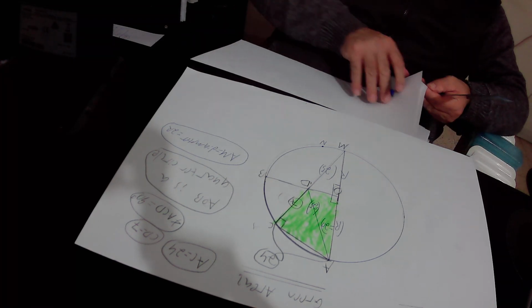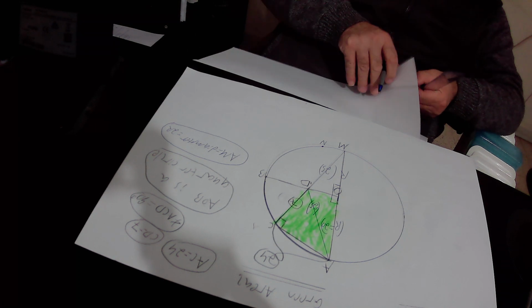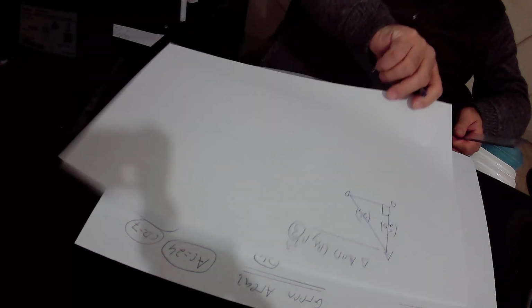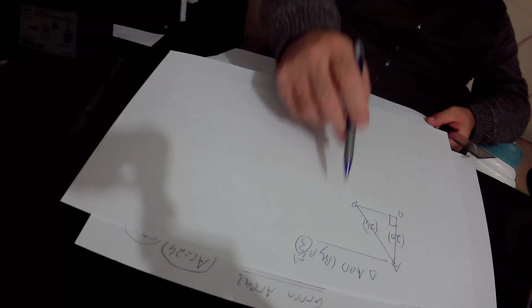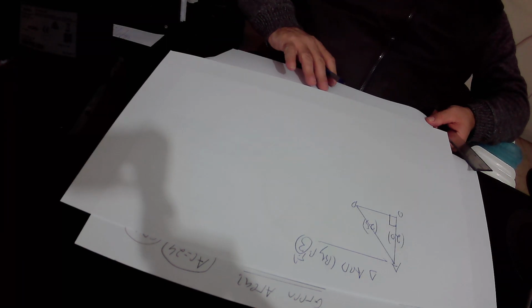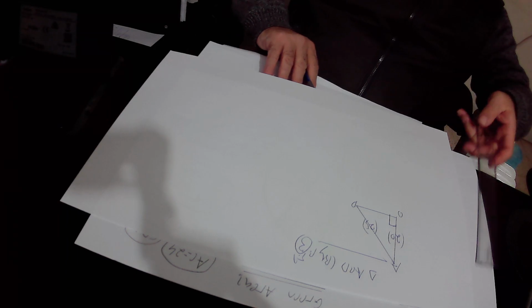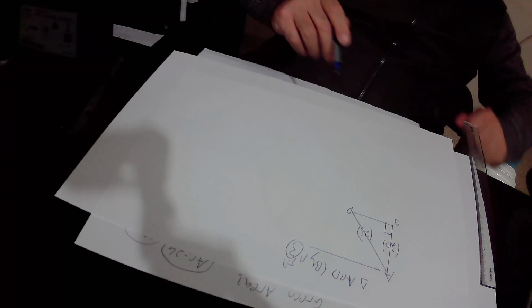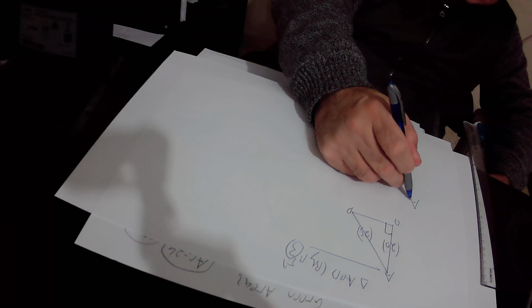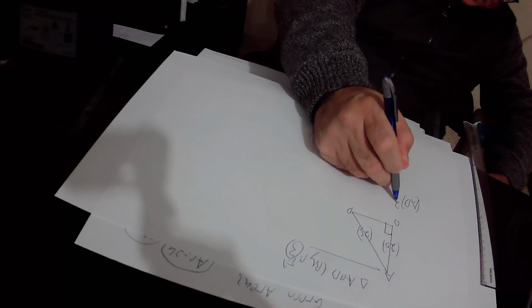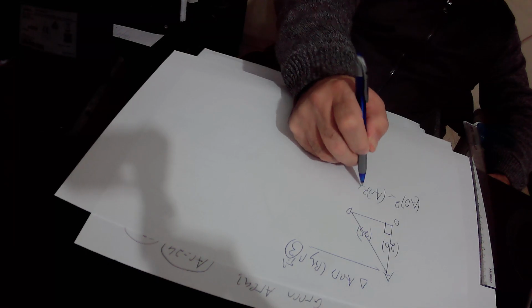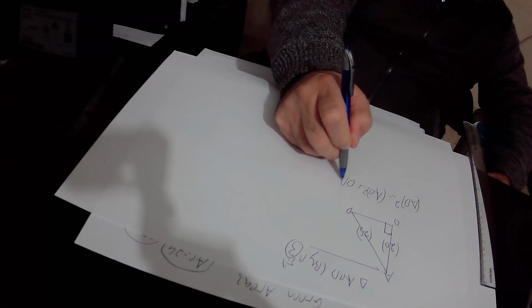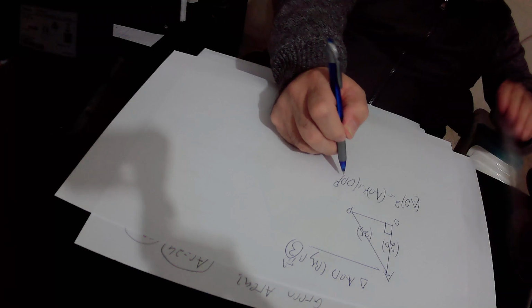So actually, this is the right triangle AOD that I copied from the original drawing. By the Pythagoras theorem in this right triangle AOD, we get that AD squared equals AO squared plus OD squared.